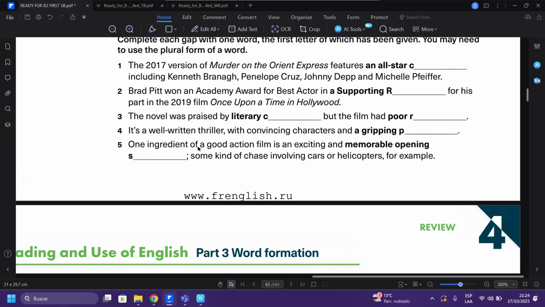Number three, the novel was praised by literary, these are persons, people, sorry, but the film had poor, and we have letter R. Someone was praised, they are experts on making comments about movies or films. Critics, yes, literary critics, but the film had poor reviews. Reviews, right? Reseñas, reviews.